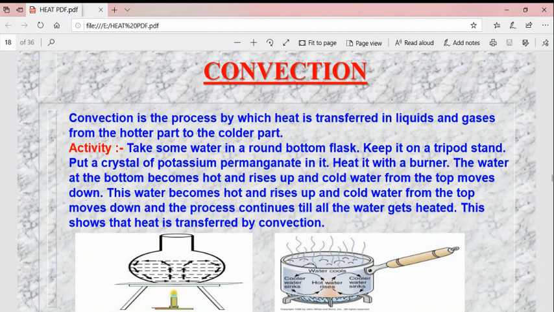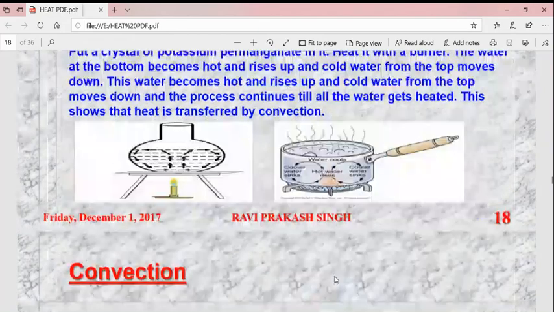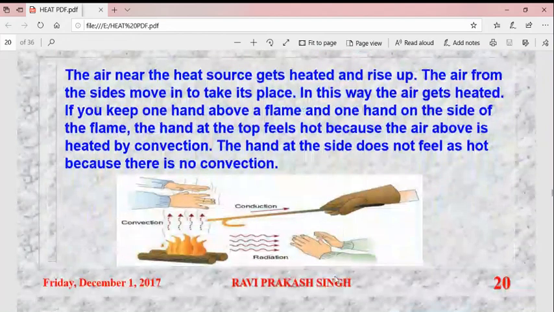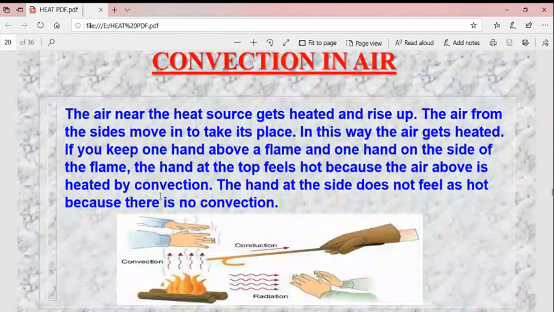This method especially takes place in liquids and gases, because water or any liquid has molecules that are less densely packed and free to move. So this is the convection process. Next, here you can see how the convection process takes place in air also.